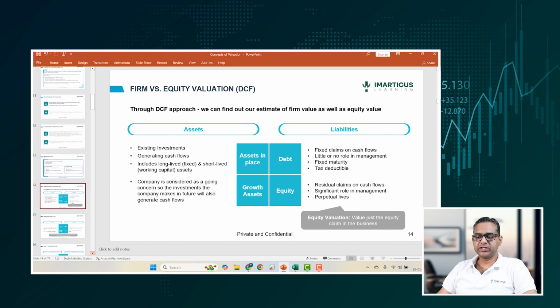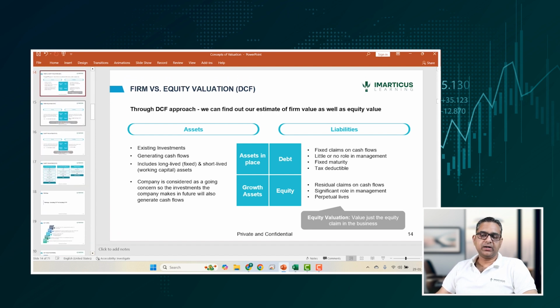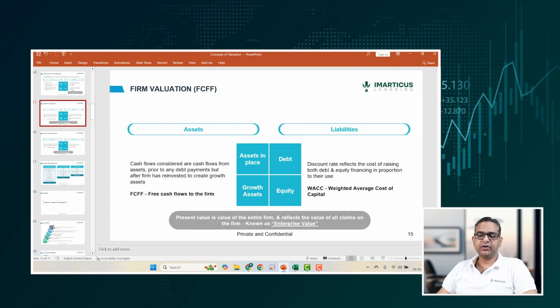Let's talk about free cash flows to the firm. These free cash flows to the firm are used for firm valuation. Enterprise, whole firm we are talking about here. Cash flows considered are cash flows from assets prior to any debt payments, but after the firm has reinvested to create growth assets. So which are the cash flows we should be considering? Those should be free cash flows to the firm. That means those cash flows belong to both debt and equity.